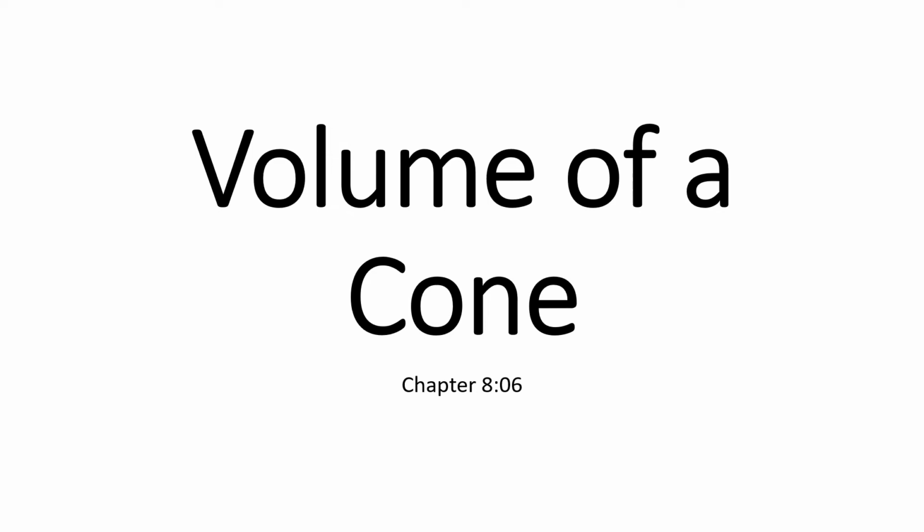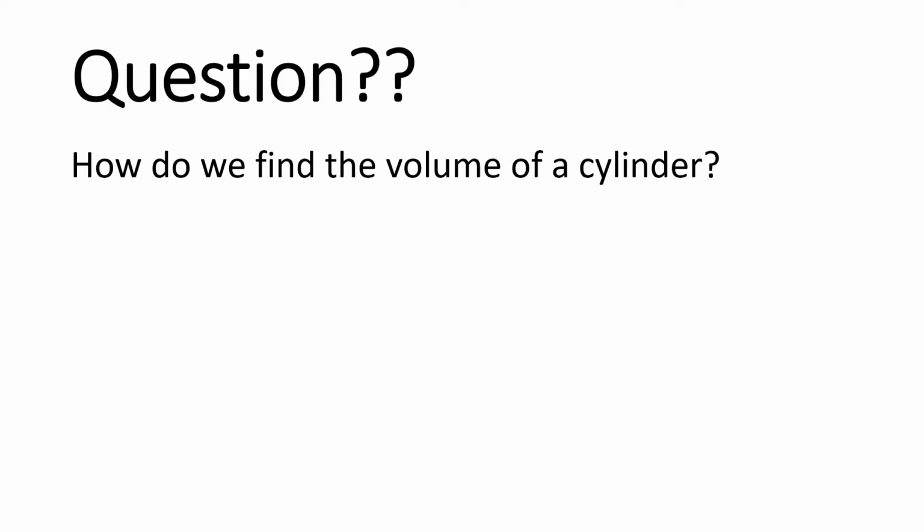The volume of a cone. So how do we find the volume of a cylinder? You might recall that the volume of a cylinder is volume equals pi r squared times the perpendicular height. So that's the volume of a cylinder.